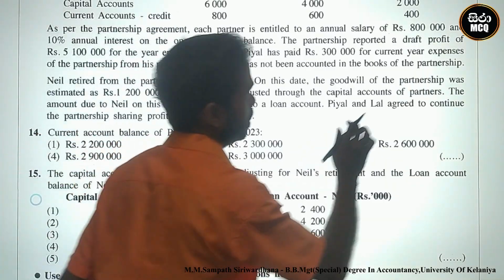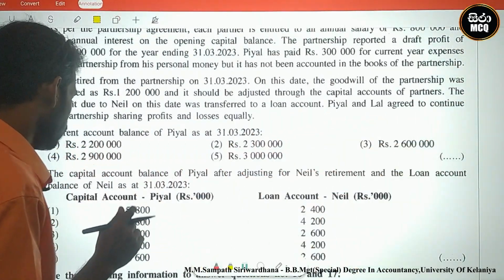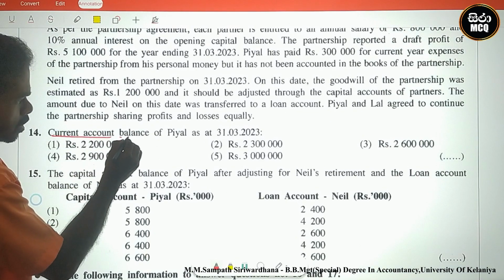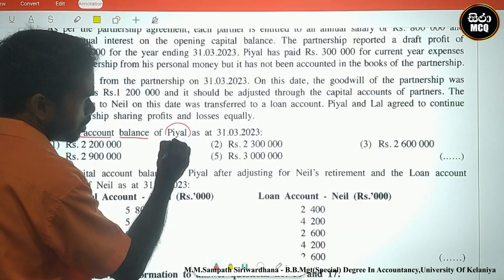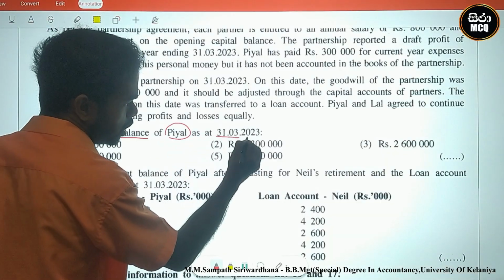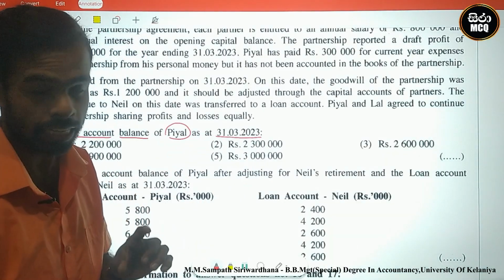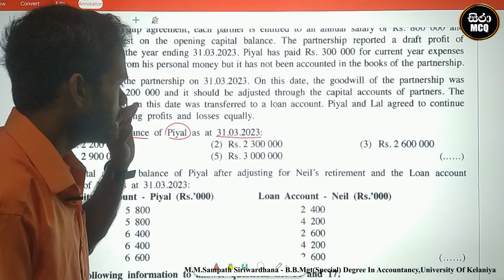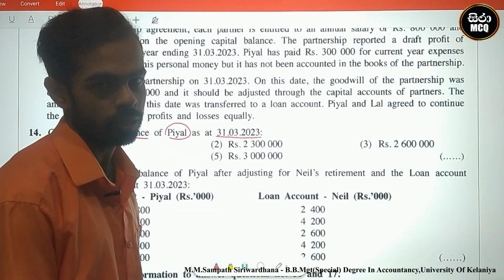Firstly, we must identify question number 14's requirement. Look here: current account balance of PL as at 31st March 2023. This is the closing date. We must identify the current account balance of PL as at 31st March 2023.